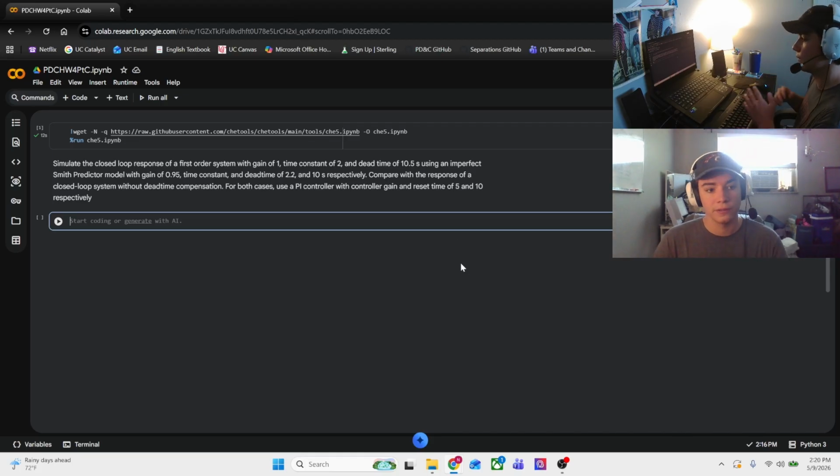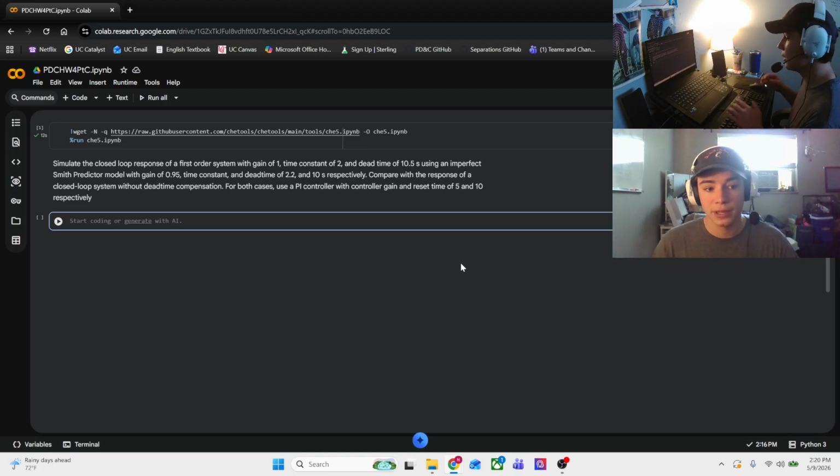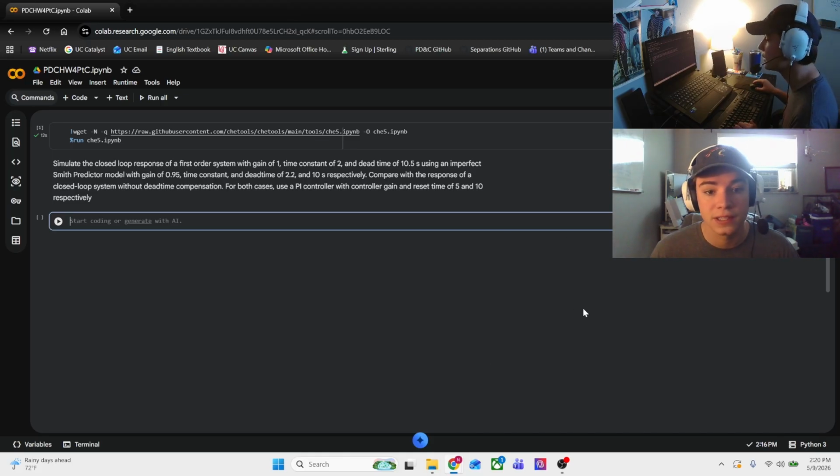We're going to compare the response of the closed loop system without that dead time compensation, so effectively without our model. We're just going to see what happens if we just run our system without any kind of model, and then we're going to compare that to our system using our Smith predictor model. And in both of those cases, we're going to use a controller. It's a PI controller with a controller gain of 5 and a reset time of 10.